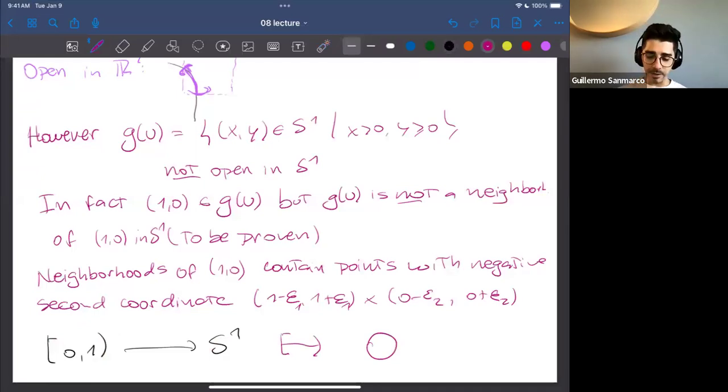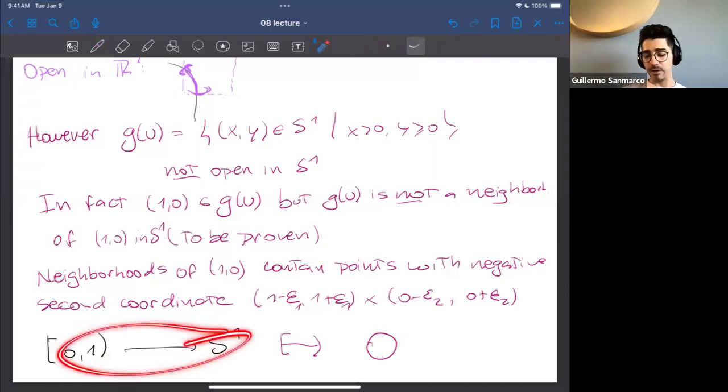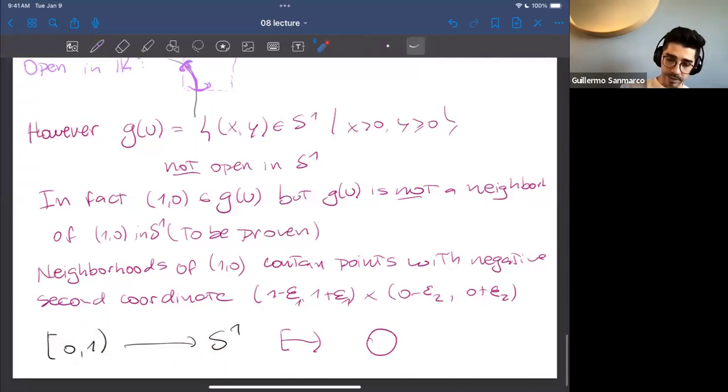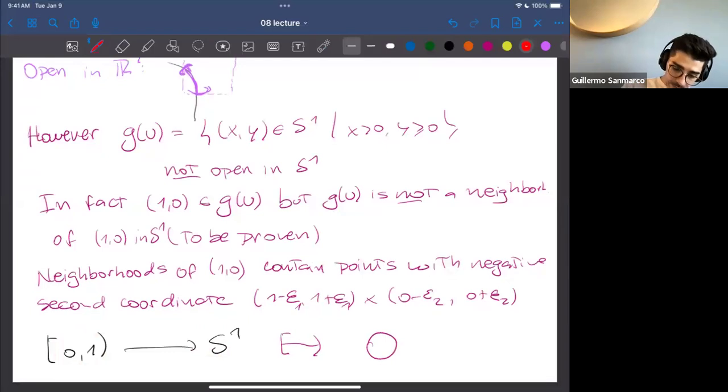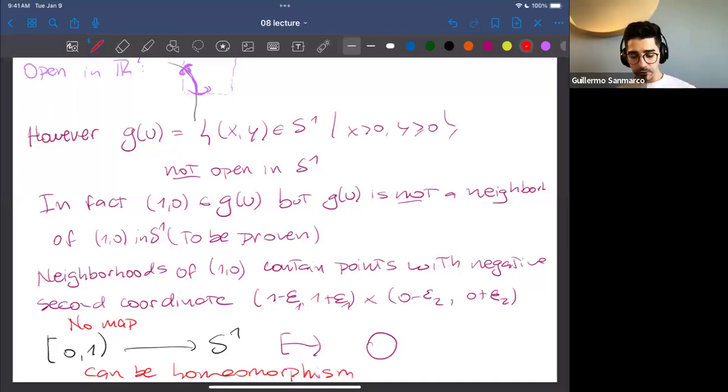And we will develop the tools that we need to prove that no map can be a homeomorphism. We'll prove that at that point. It's close to a homeomorphism. This is a continuous bijective map, but the inverse is not continuous. And we'll prove this in the future. Any other questions? One last question.